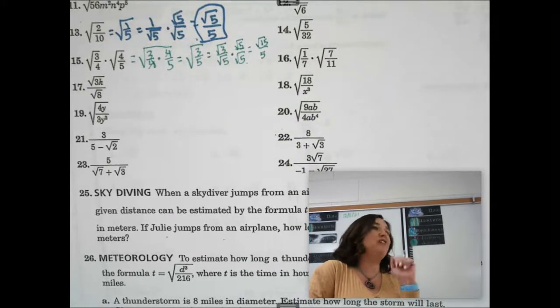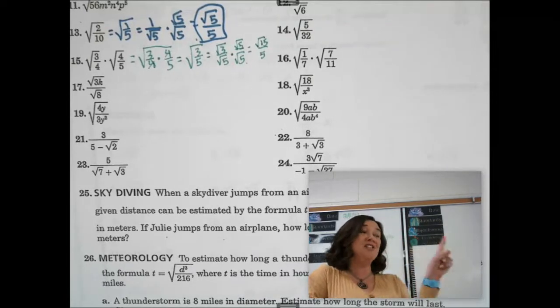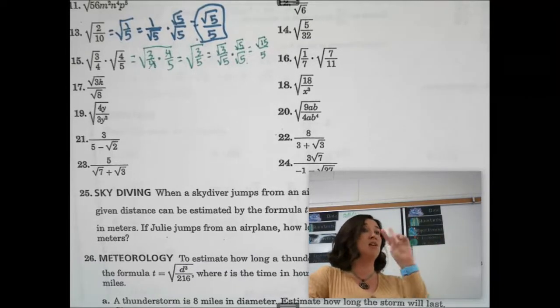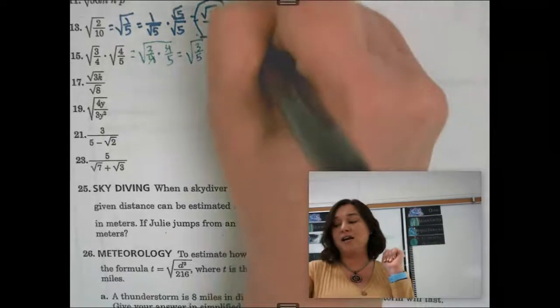I know 15 and 5 have a 5 in common. So you might want to say that this ends up being 3 over 1, which is 3. But 15 is under a square root, 5 is not. So since one's under a square root and one is not, I cannot put them together. If they were both under a square root, I can simplify, or if they were both not under a square root, I can simplify. So that's as low as I can go. I am done.